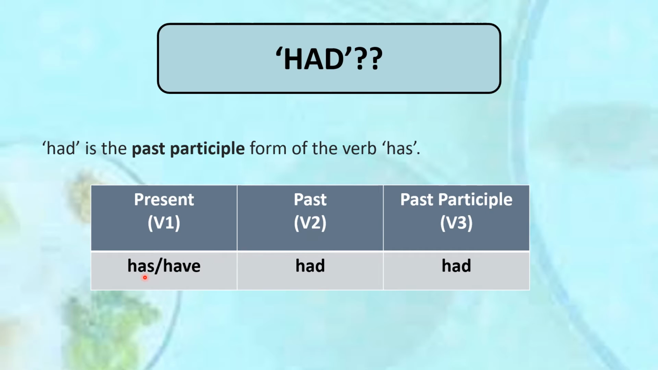And you know that has and have are the forms of verbs. Has and have are sometimes used as the auxiliary verbs also. But if they are used as the forms of the verbs, their second form of verb is had, and the third form of the verb is had.